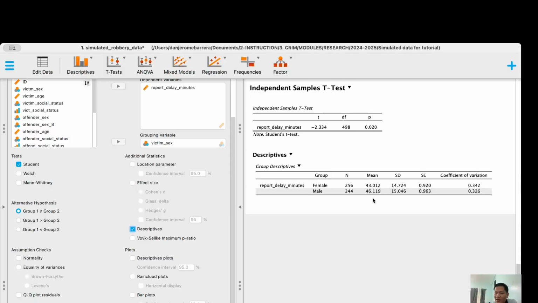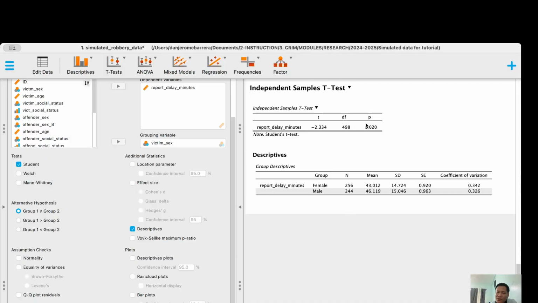So we can say that if the victim is male, the reporting of the crime is likely more delayed compared to when the victim is female. So that's the interpretation. So you can transfer it to your paper. So you can interpret it like this.